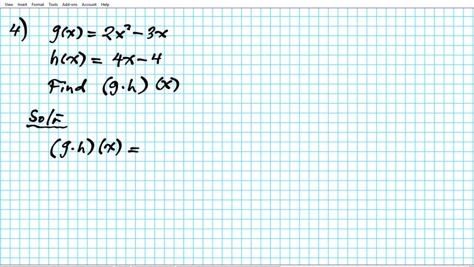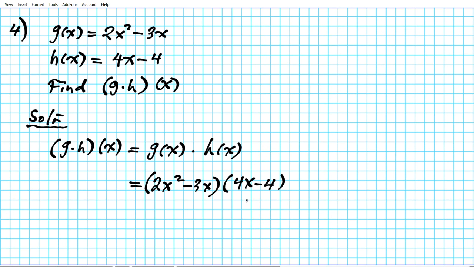In its expanded form it just basically means you're taking g of x and multiplying it by h of x. Okay? So g of x is 2x squared minus 3x. And then we're multiplying that by 4x minus 4. Since we're multiplying two binomials, we can just FOIL or double distribute. Okay, so just multiply the first, the outer, multiply the inner, and then the last.